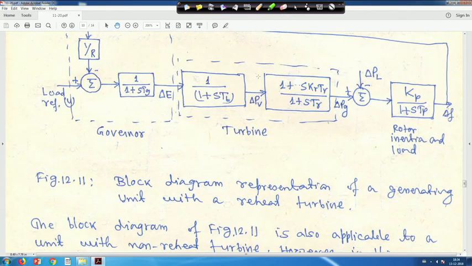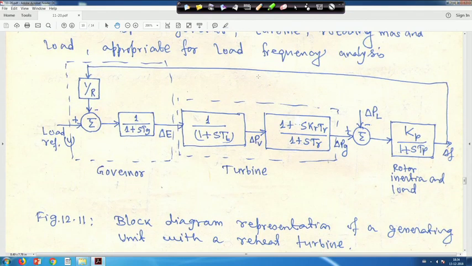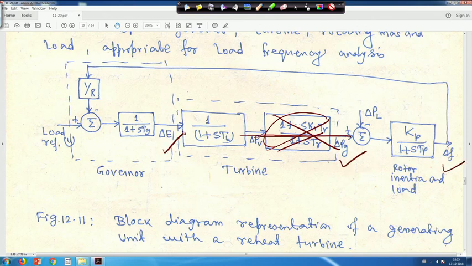If you want only a non-reheat turbine, then this block should not be there, and this will directly be delta PG. In that case, you will have 3 state variables. If you do not consider reheat and consider only a non-reheat turbine, then only 3 blocks should be there, and this is actually the delta PG output.